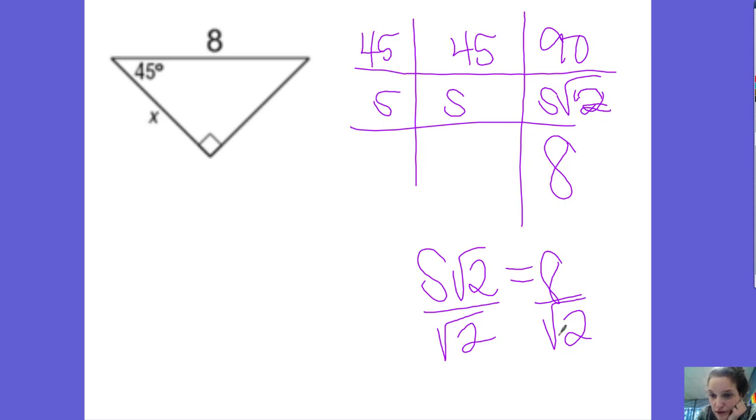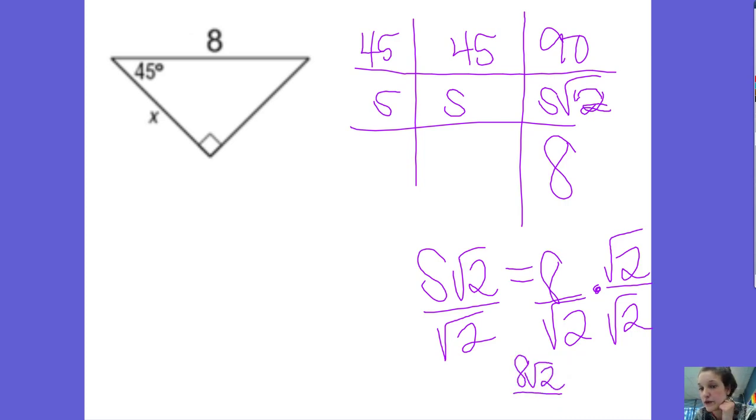So I have 8 over root 2. I can't leave that square root in my denominator, so I'm going to multiply by my fancy 1. I'm going to rationalize the denominator. I'm multiplying by root 2 over root 2. I take the square root out of the denominator and stick it on top of itself and multiply the numerator and the denominator by that square root. So in the numerator, I'm going to have 8 root 2. And in the denominator, I'm going to have root 2 times root 2, which is root 4, which the square root of 4 is 2.